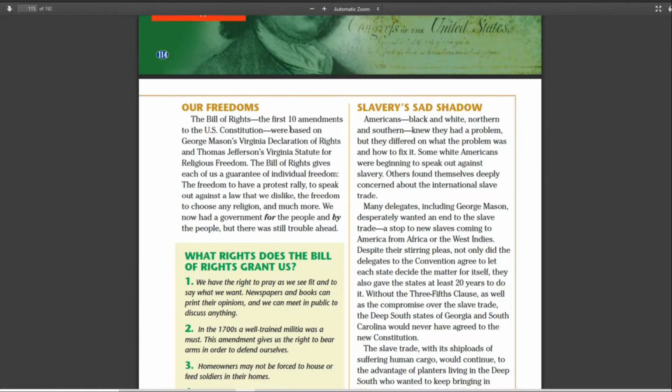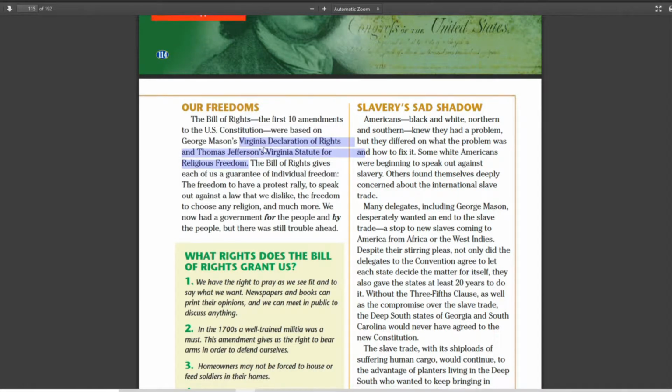So the first 10 amendments to the Constitution are known as the Bill of Rights, and they are based on George Mason's Virginia Declaration of Rights and Thomas Jefferson's Virginia Statute for Religious Freedom. That's something that's probably going to be on the test. You should know this: Virginia Declaration of Rights and Thomas Jefferson's Virginia Statute for Religious Freedom. So definitely know those two documents.